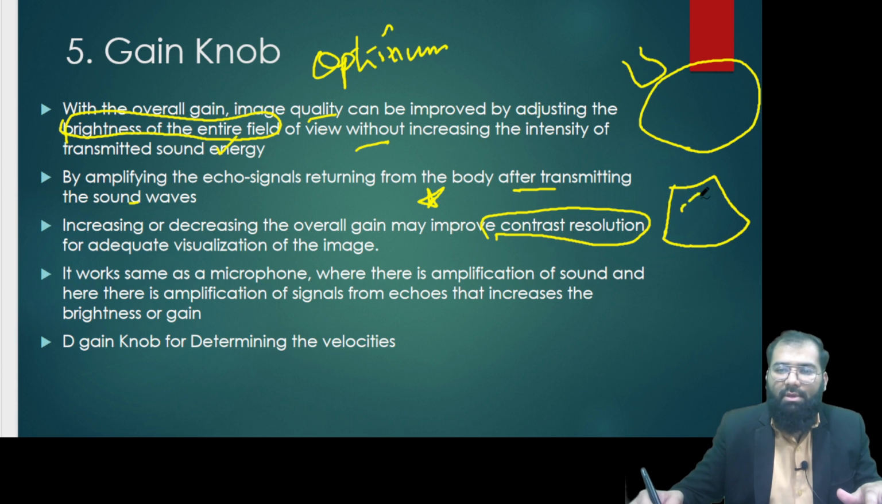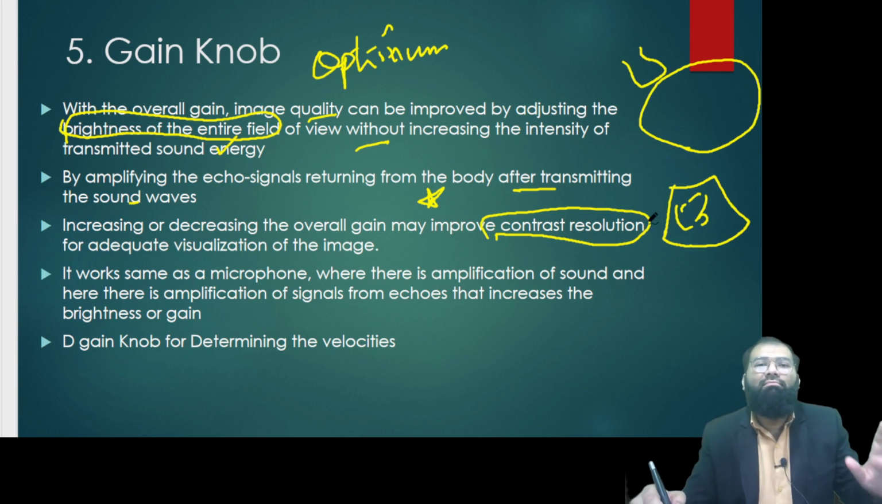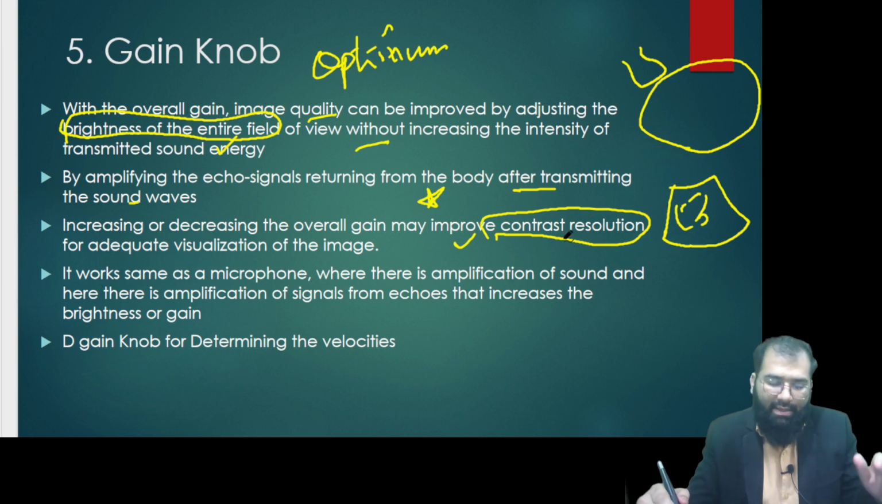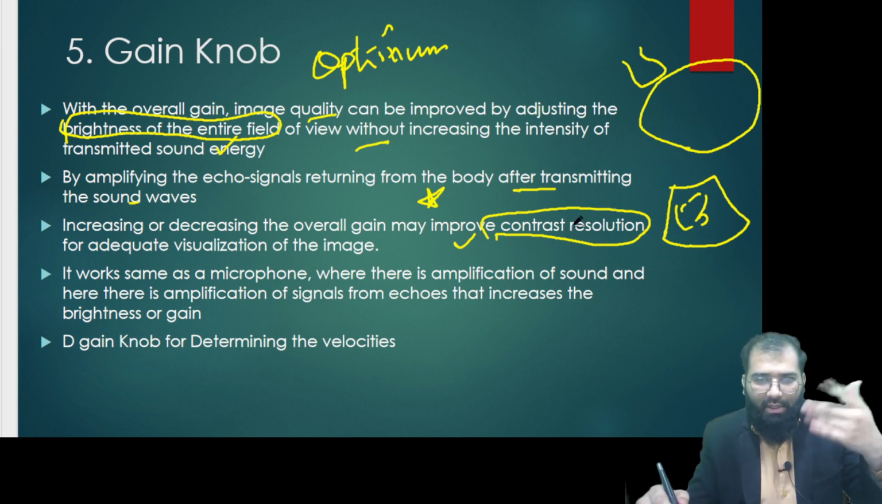You start seeing the image. These are some organs. So the next thing which you do is you adjust the gain. You have to adjust the gain so as to improve the contrast. And after that, the next thing which you have to do is select the depth. I'll come to that also.